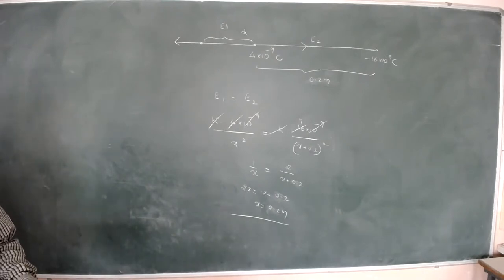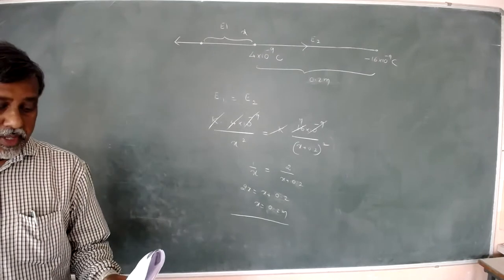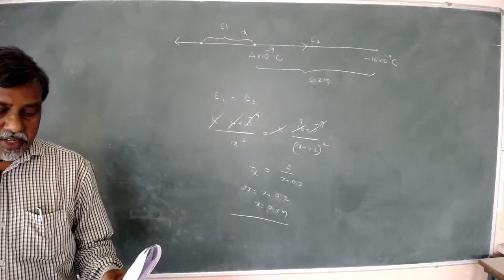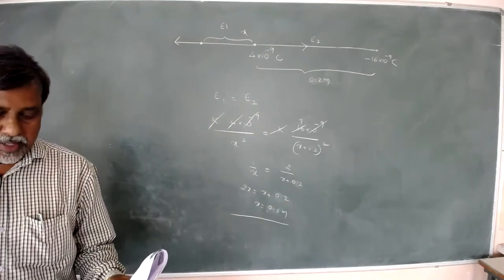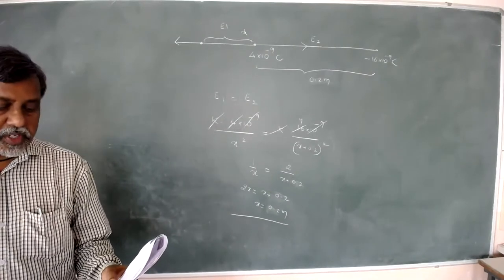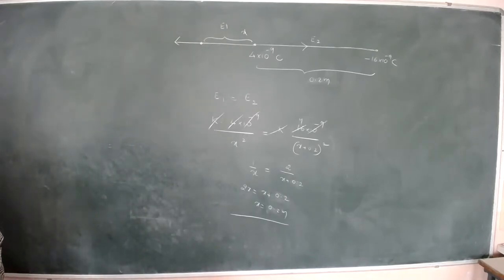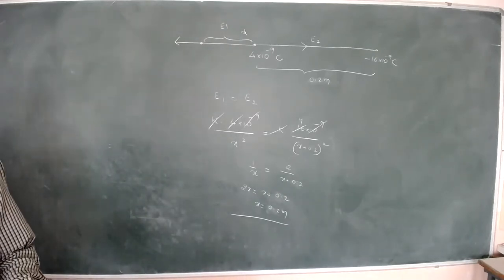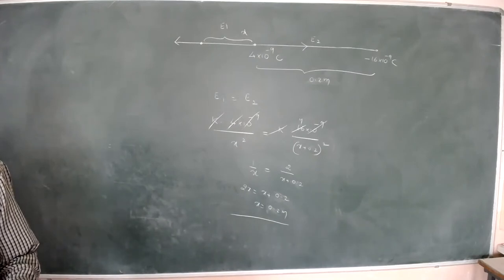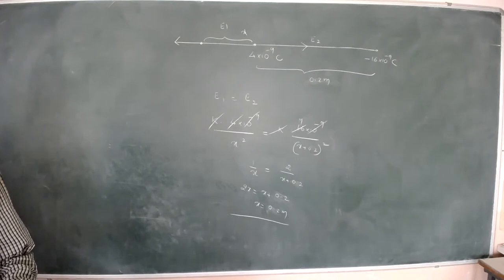Yes. The next problem. The number of electrons to be put on a spherical conductor of radius 0.1 meter to produce the electric field of 0.036 newton per coulomb just above the surface. I think this is repeated. Am I correct? Okay, I remember we have done this problem. Okay, repetition. Leave it.